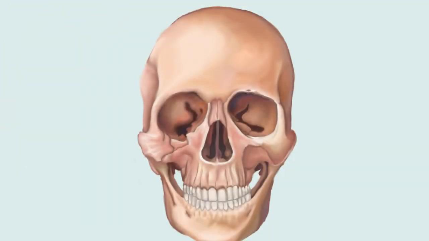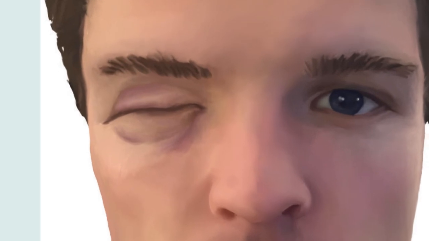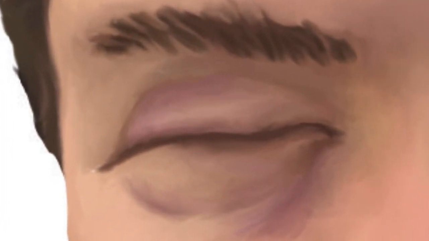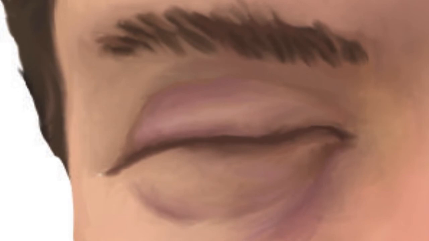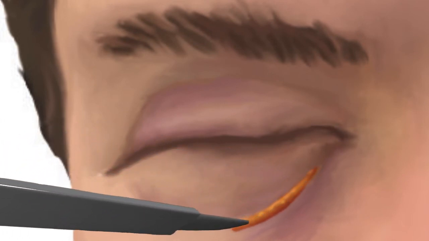One of the common surgeries to repair this is called a transconjunctival approach. First, sutures are inserted through the lower eyelid to be pulled anteriorly and inferiorly. The conjunctiva, which is the film lining the eyelids and whites of the eye, is then cut.